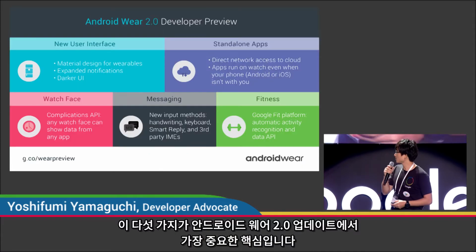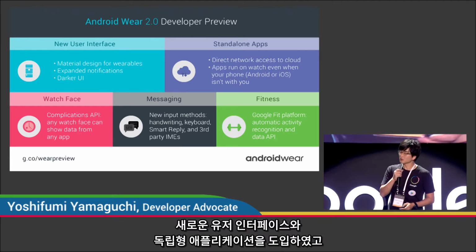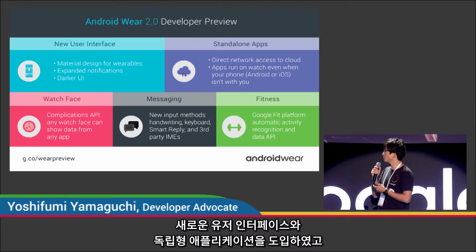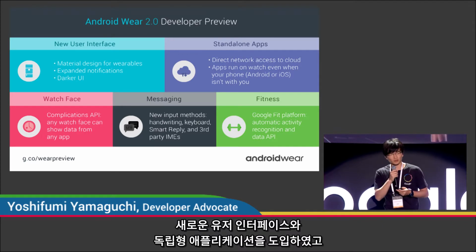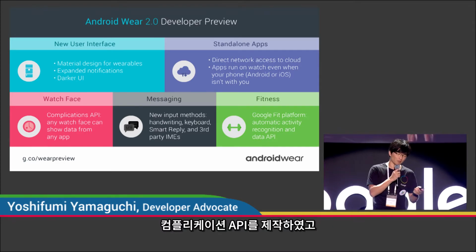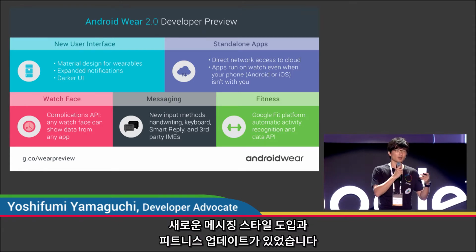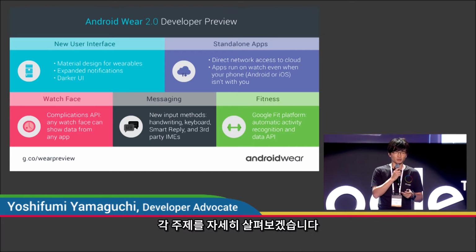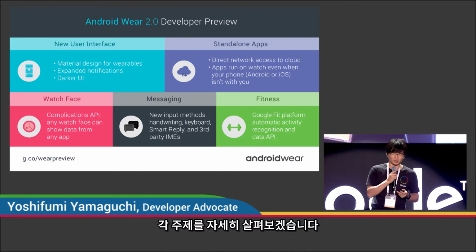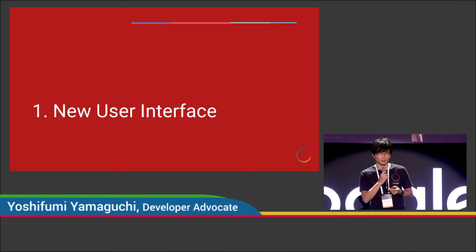So these five pillars are the important updates of Wear 2.0. We introduced the new user interfaces, standalone applications, new watch faces with the complication API, a new messaging style, and new fitness updates. So let's drill down into each topic, starting from the new user interfaces.